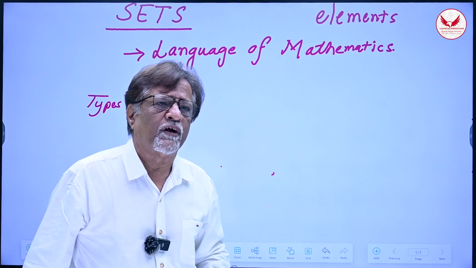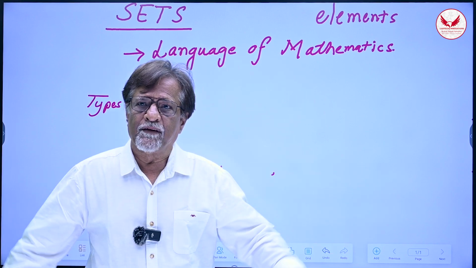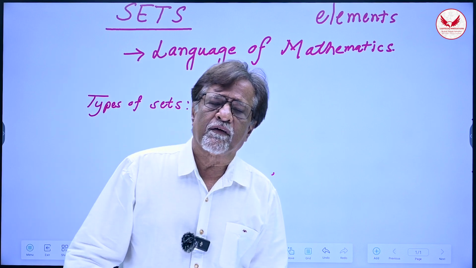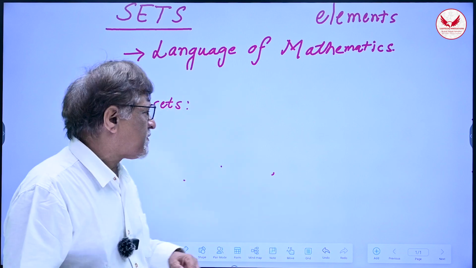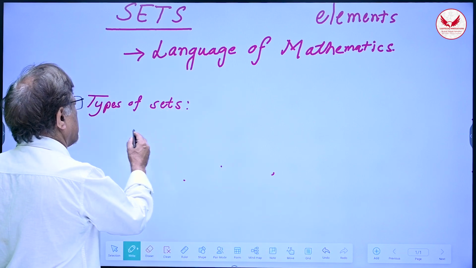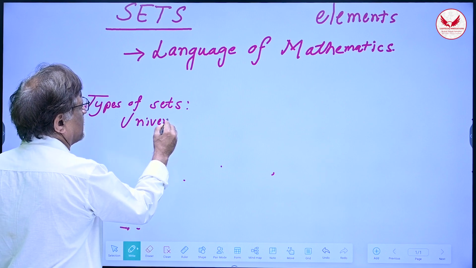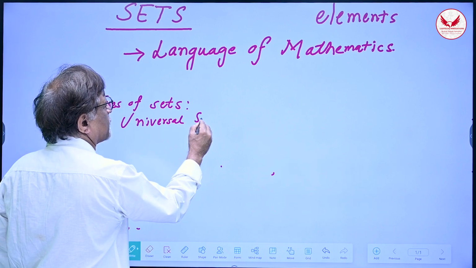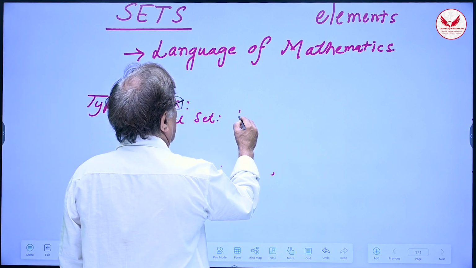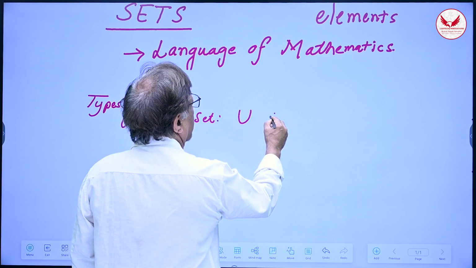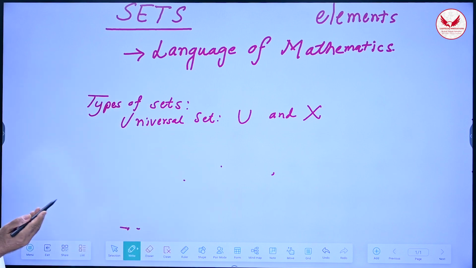If I want to talk about the set of parrots, what is the universal set? Universal set is the set of birds, right? If I want to talk about chimpanzees, what is the universal set here? Set of monkeys, right? So types of sets. The first set is called universal set, the largest among them. There are two symbols generally used. One is U and other is X. So I may use U sometimes, I may use X sometimes.